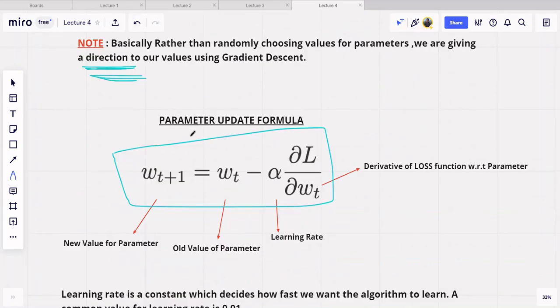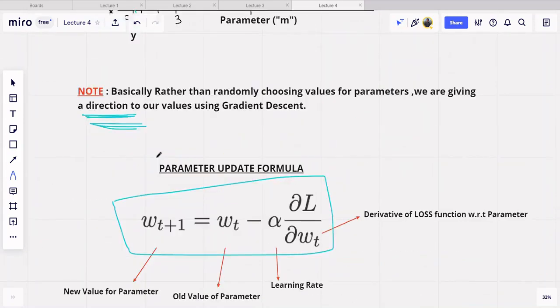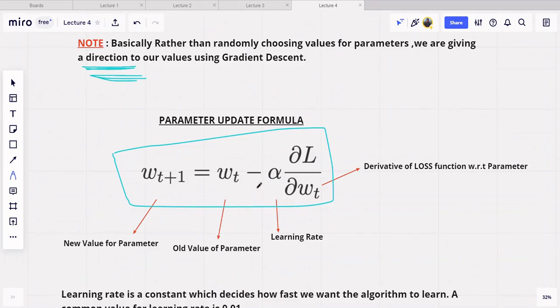Now how this works is basically, the new value for the parameter is equal to the old value of the parameter minus learning rate minus the... okay, I'm sorry, let me repeat this again.